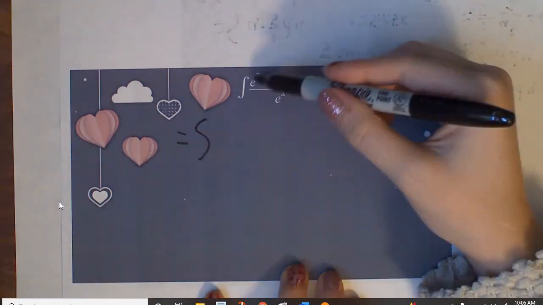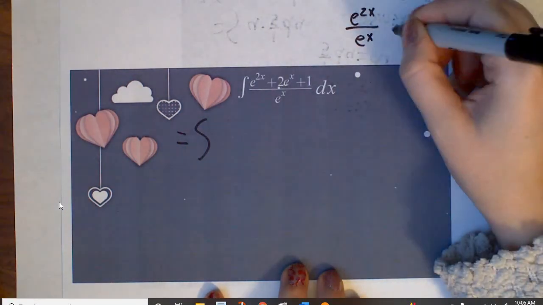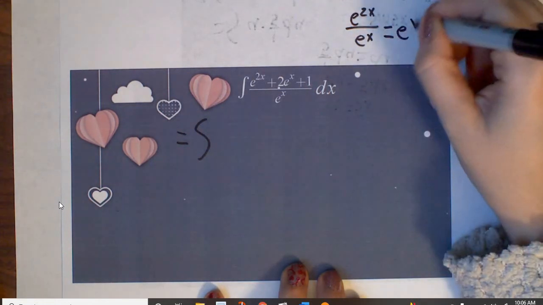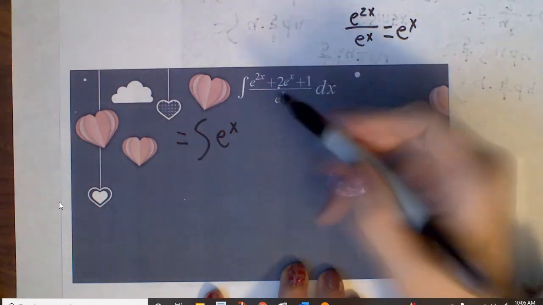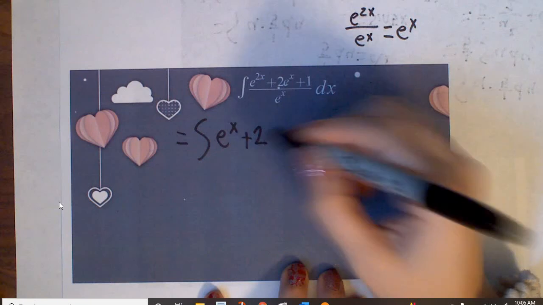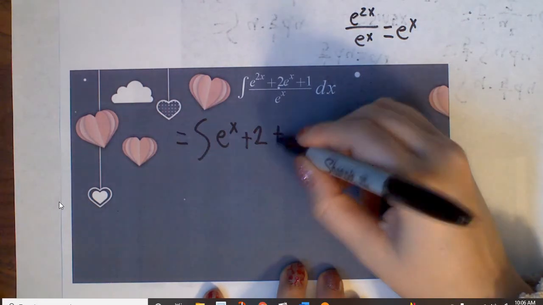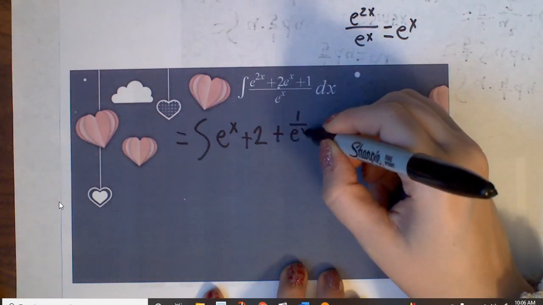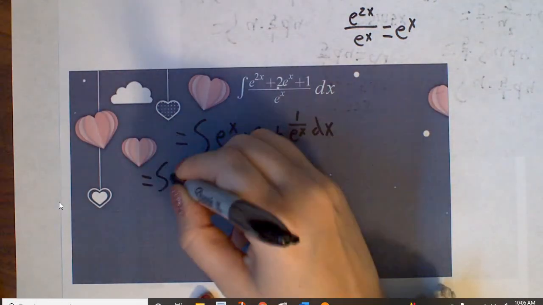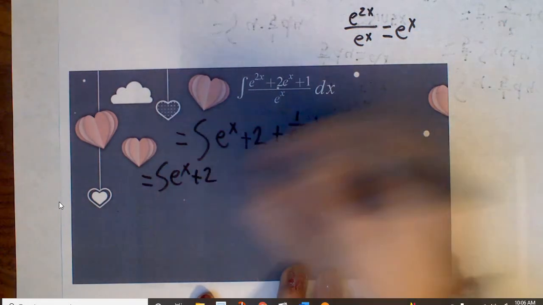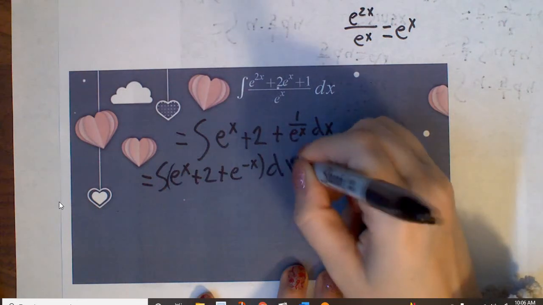So in this case, notice that if I divide e to the 2x by e to the x, I would subtract, and so we just end up with e to the x. Then e to the x divided by e to the x is just 1, so we just end up with 2 here. And then I have a plus just 1 divided by e to the x dx. So rewriting, I have e to the negative x, all of this times dx.